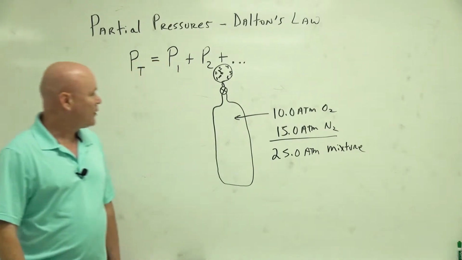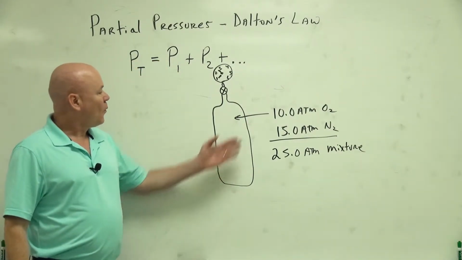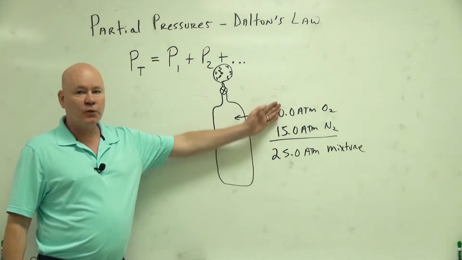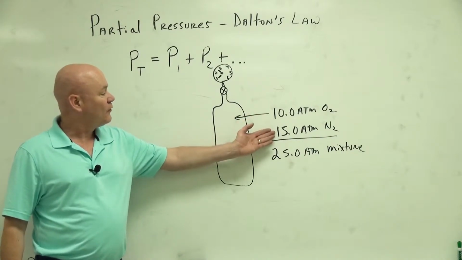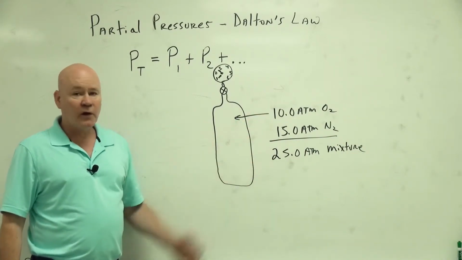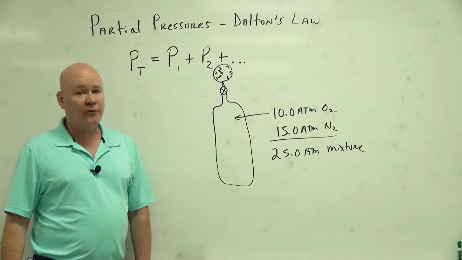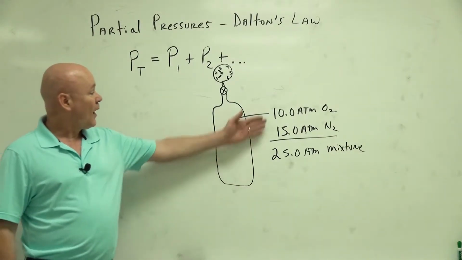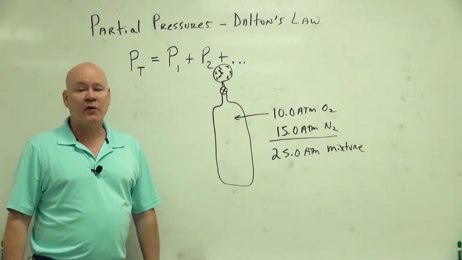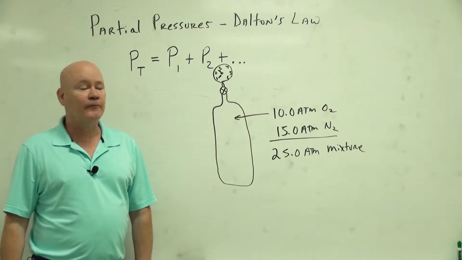Okay, so this is the idea of Dalton's law, is that whatever the pressures of the individual gases, we have 10 atmospheres and we have 15 atmospheres there, the total is going to be whatever they add up to. And so this is actually fairly straightforward. If you have so many atmospheres of one and so many atmospheres of the other, you just add them up.